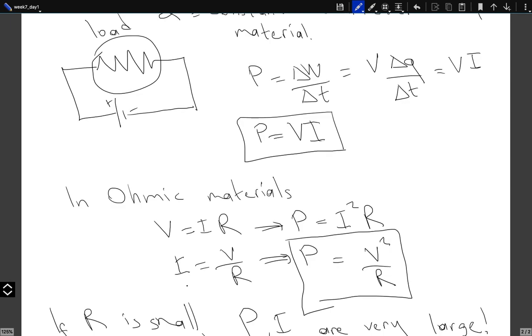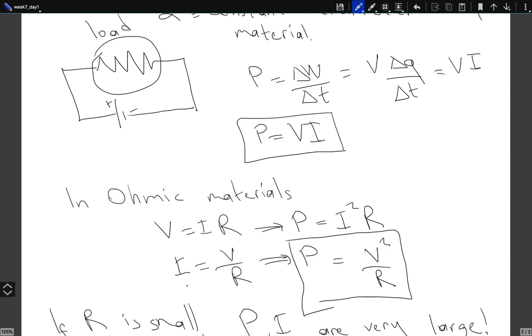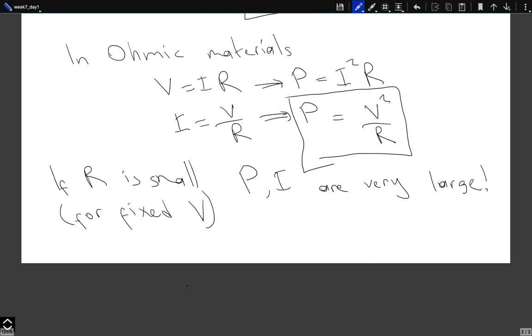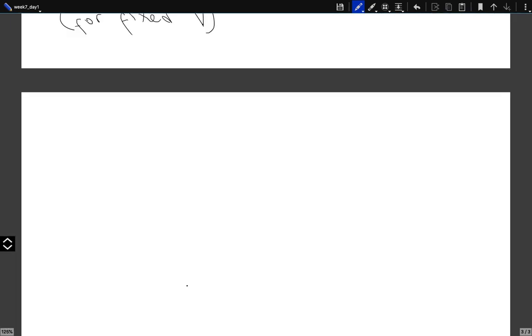Well, you see, if you look at over here, since we are fixing V, this is a problem for low resistance. If the resistance is very low, it pulls in so much current that even though the resistance is low, it creates a huge amount of heat. And hence, it will heat up, it can melt, and it can create fire. So that is why we have fuses.